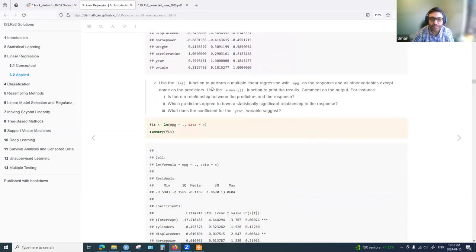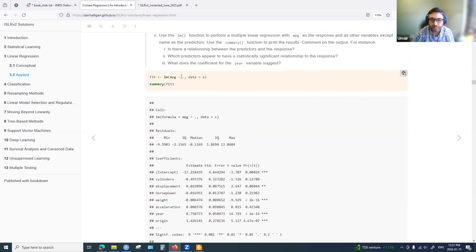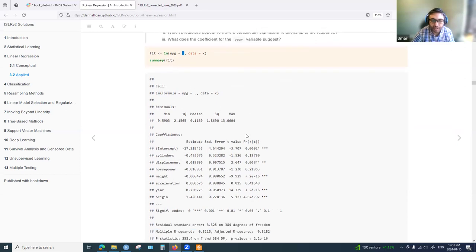Next, use the lm function to perform a multiple regression model with mpg as the response and all other variables except name as the predictors. Use the summary function to print the results. Is there a relationship between the predictors and the response? The syntax for providing all predictors is a period, and mpg is our response.